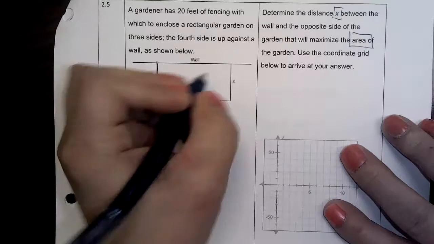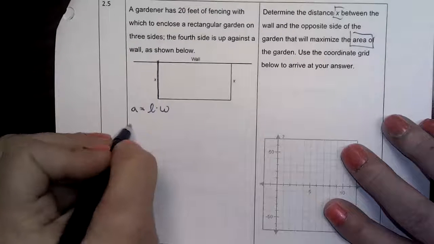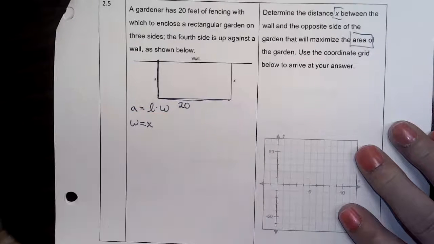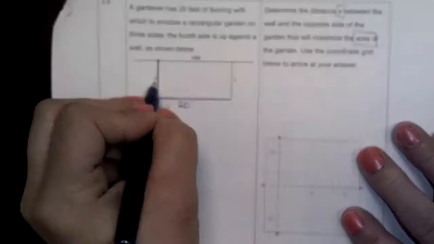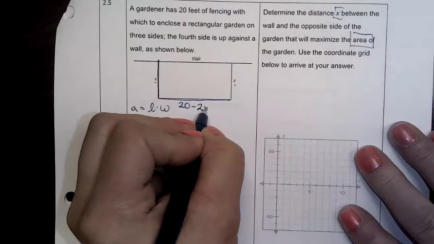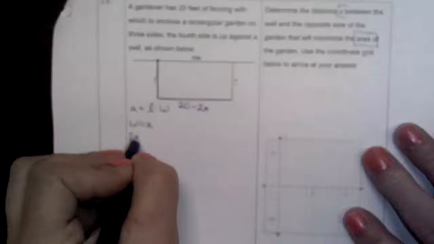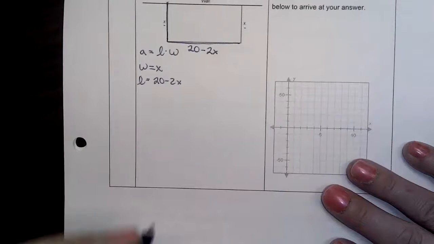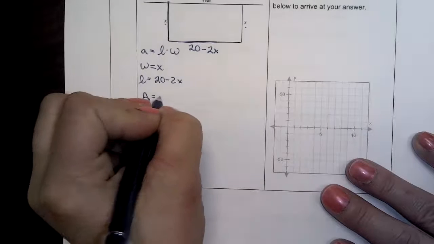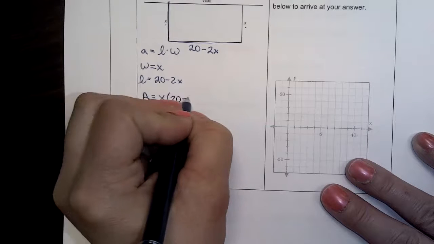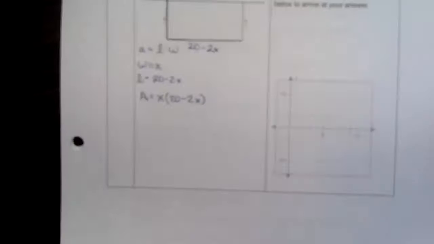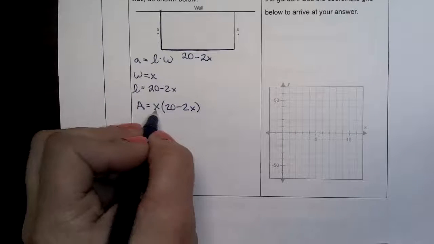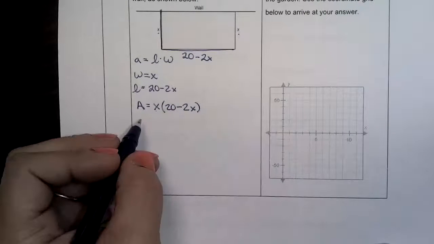Well, here, our width is x, and our length, well, we start with 20 feet of fencing, but we have to take away these 2 sides, so we're going to take away 2x. So our length is 20 minus 2x. So our area is actually x times 20 minus 2x. Okay. So now we're going to have to solve and find our x-intercepts so that we can graph this thing.